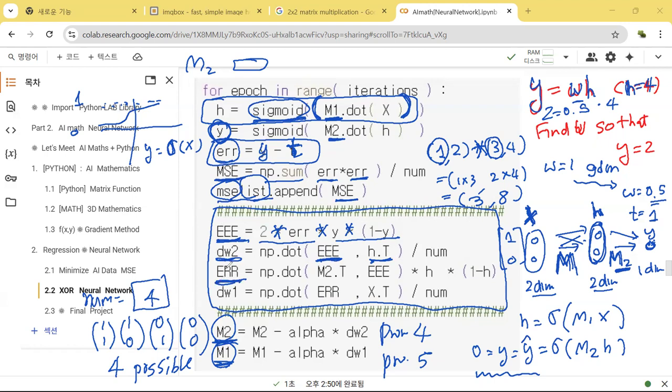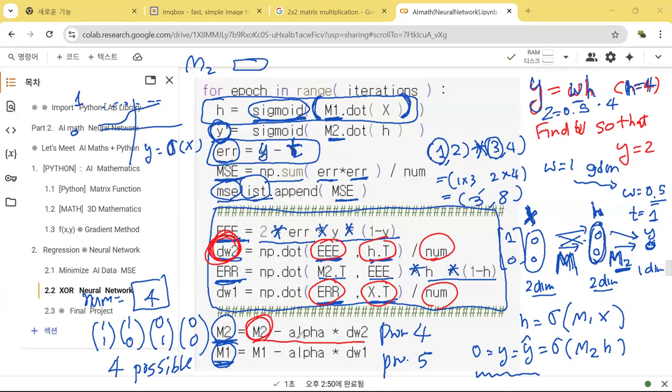Okay. Let's define ERR. Once you find out E, let's find the dot product of this one and this one, followed by another multiplication, H and 1 minus H. Then once you get ERR, DW1 is ERR dot product X transpose divided by norm. So there is a kind of pattern. This X, so ERR X transpose divided by norm. They are the same.